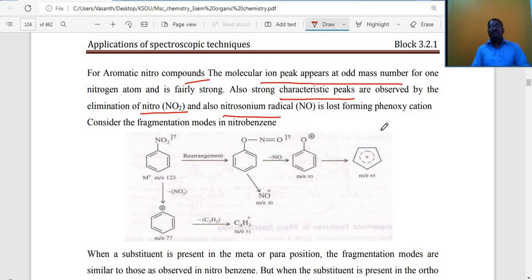It finally forms a phenoxy cation. Just see here, a nitrobenzene rearrangement is going on. In that rearrangement, with the removal of an NO molecule, what we are getting is benzene with oxygen here, m/e 65.